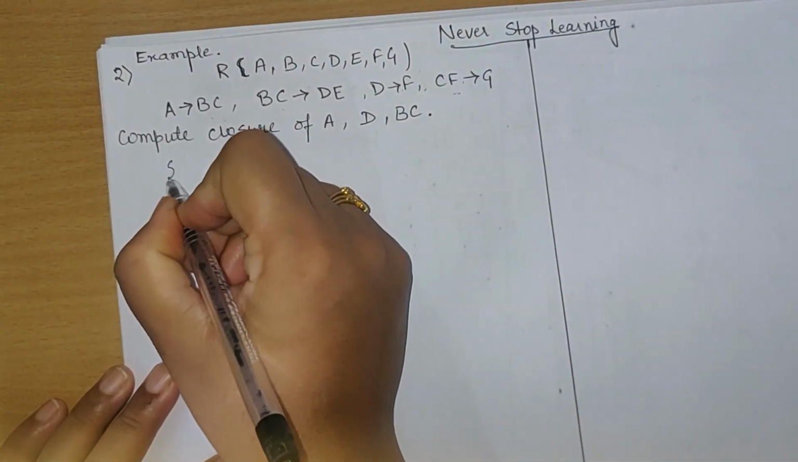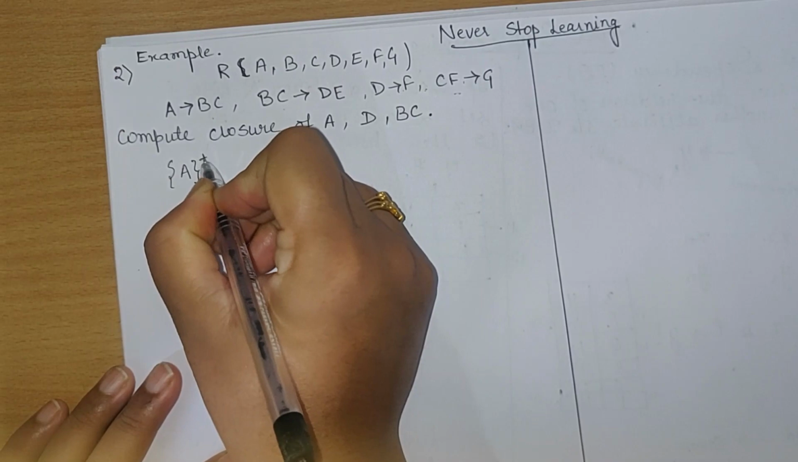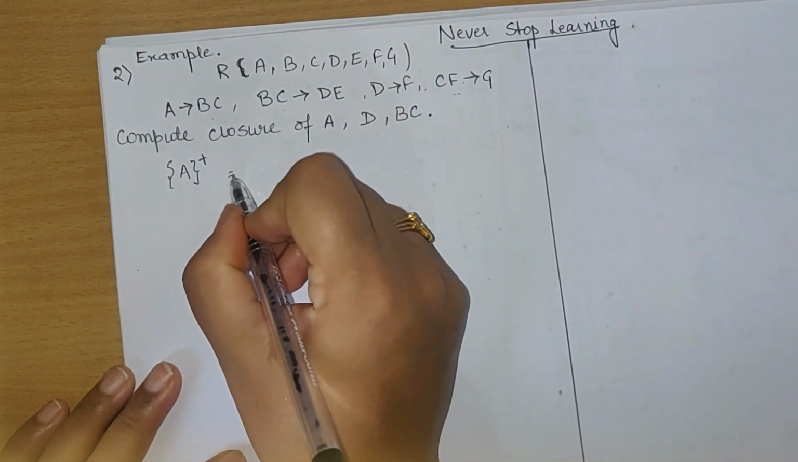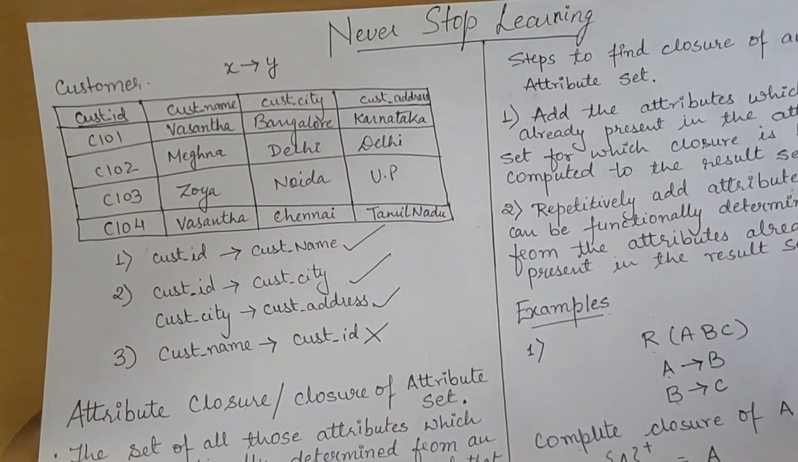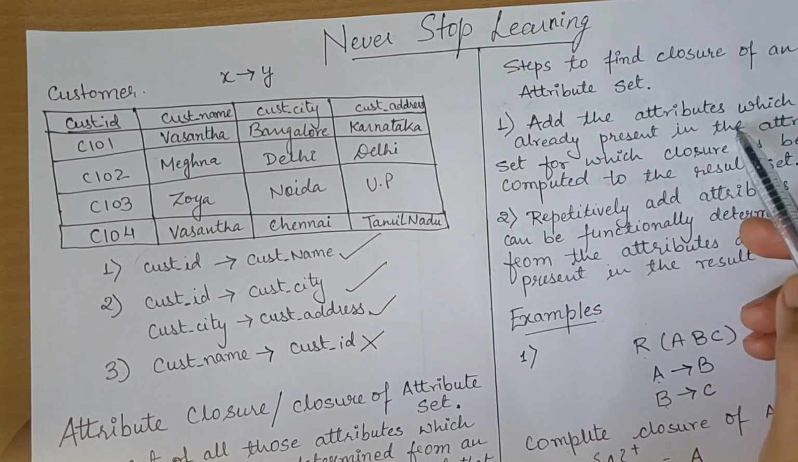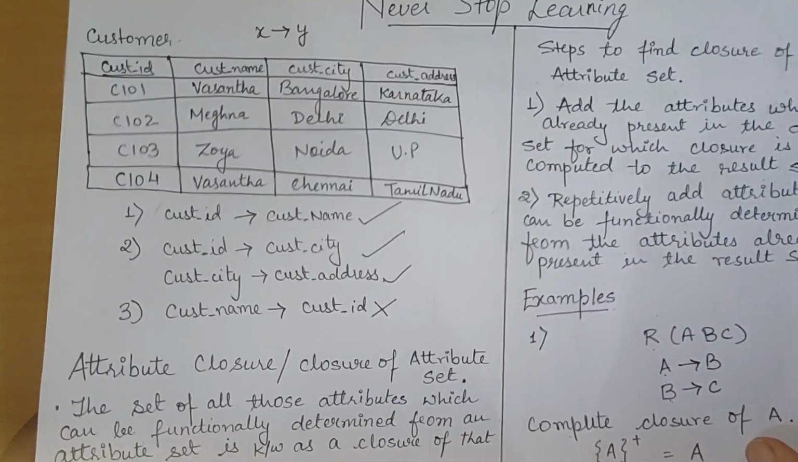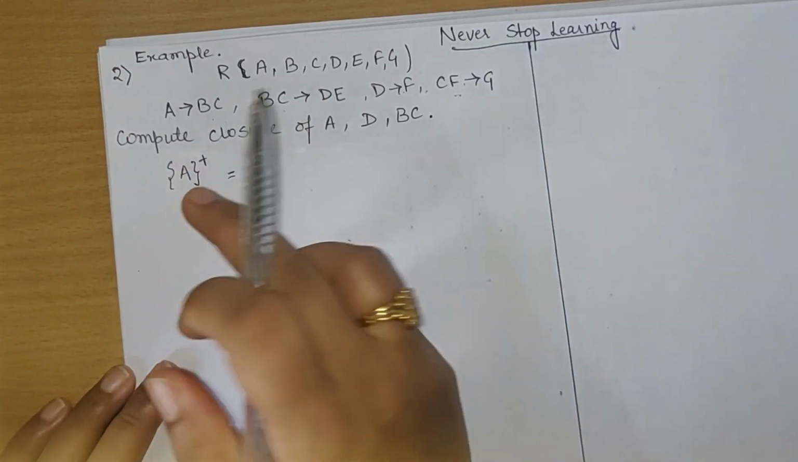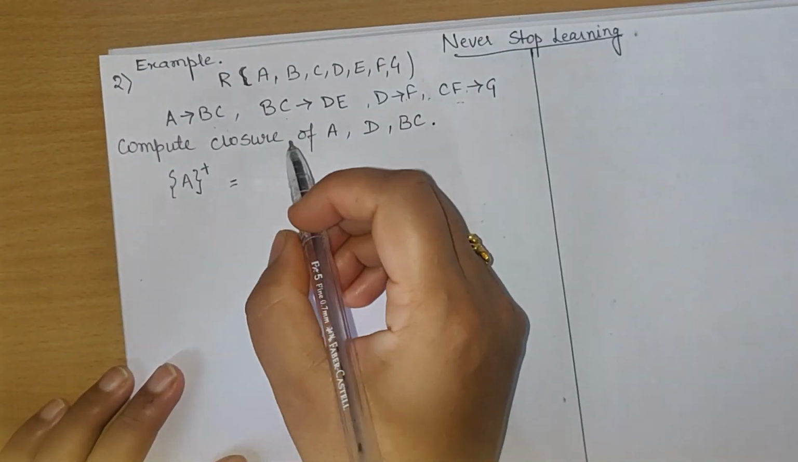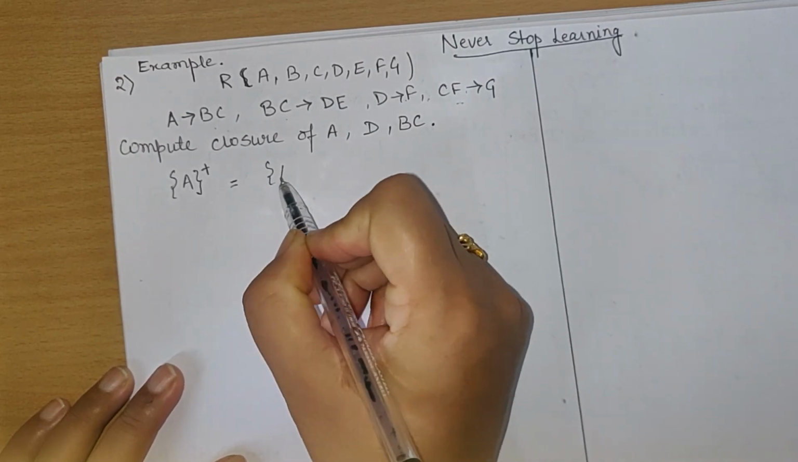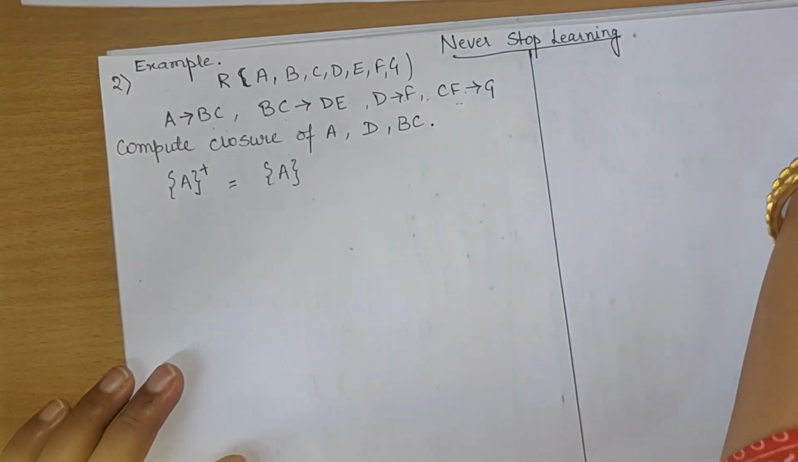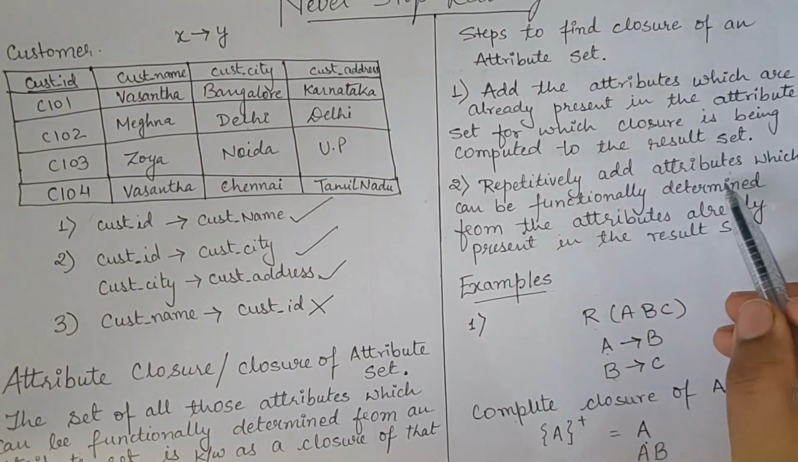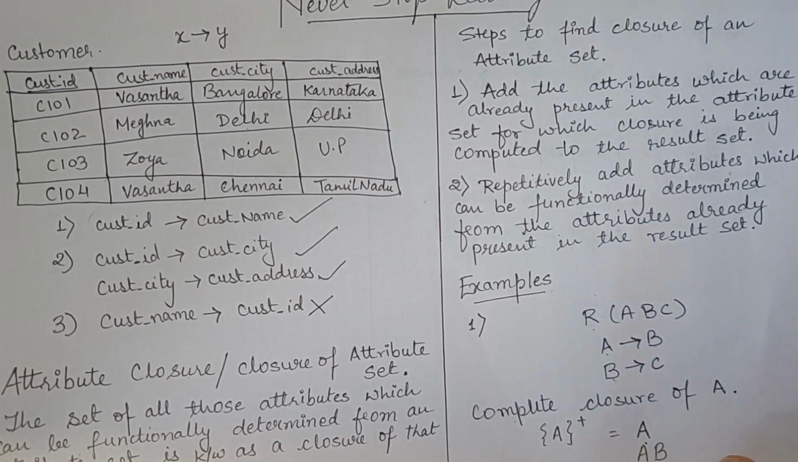So first let me compute the closure of A. Now denotation, how to denote it? I have to denote it like this. I am computing closure of A. Now first thing, according to step number 1. What is step number 1? Add the attribute which are already present in the attribute set. Now for this A, already A is present, so I can uniquely determine A, no problem, right? After that, what I have to do? Repetitively add the attribute which can be functionally determined from the attribute already present in the result set.